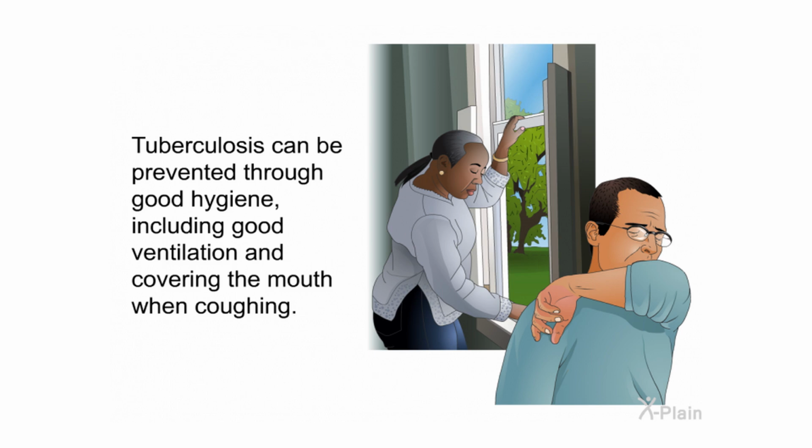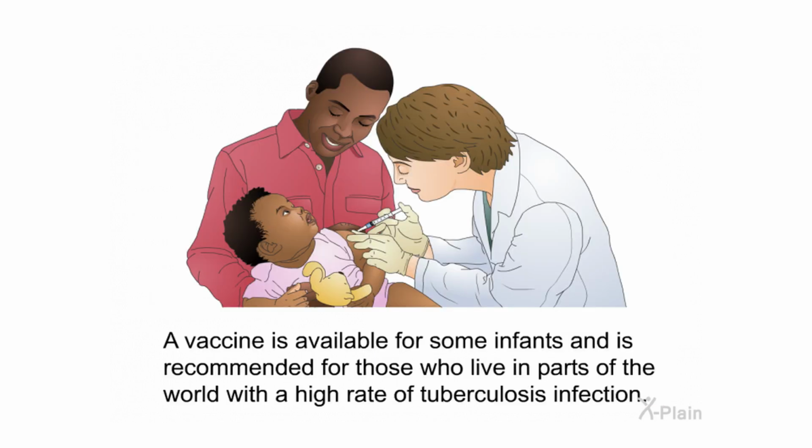Tuberculosis can be prevented through good hygiene, including good ventilation and covering the mouth when coughing. A vaccine is available for some infants and is recommended for those who live in parts of the world with a high rate of tuberculosis infection.